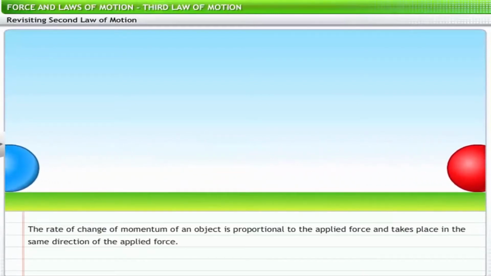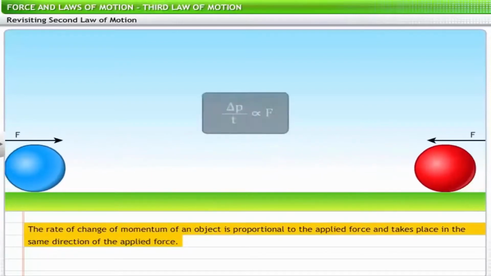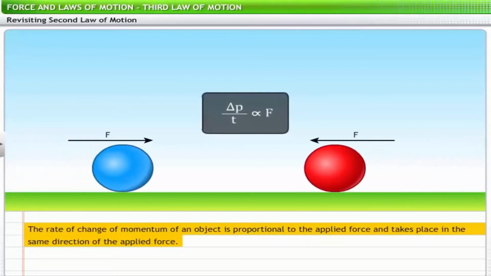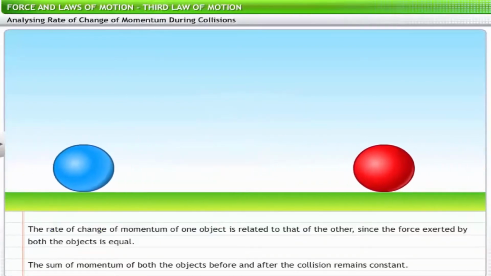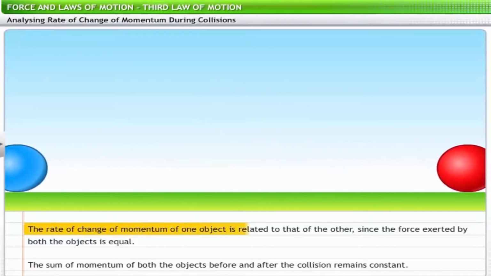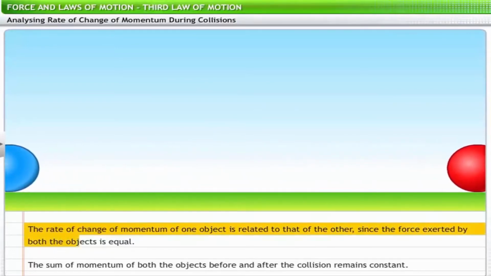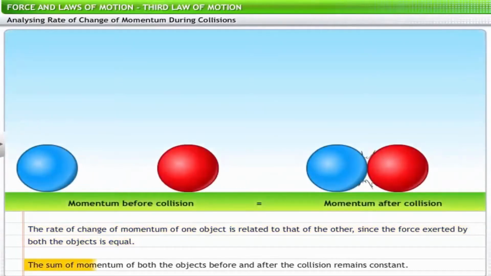However, according to the second law of motion, the rate of change of momentum of an object is proportional to the applied force and takes place in the same direction of the applied force. This means that during a collision, the rate of change of momentum of one object is related to that of the other, since the force exerted by both the objects is equal. However, the sum of the momentum of both the objects before and after the collision remains constant.